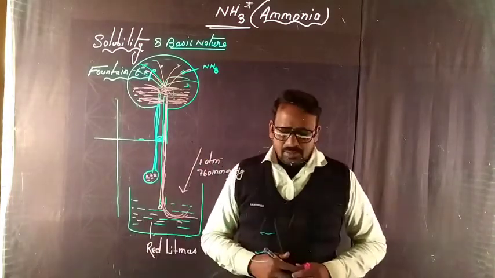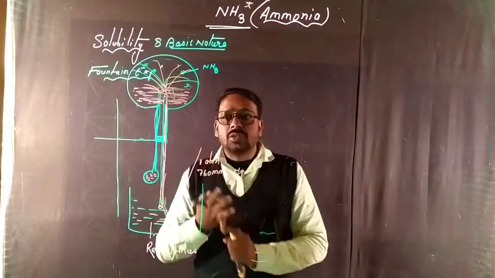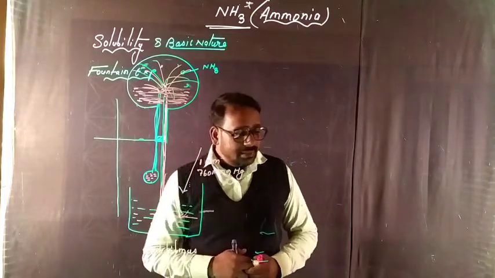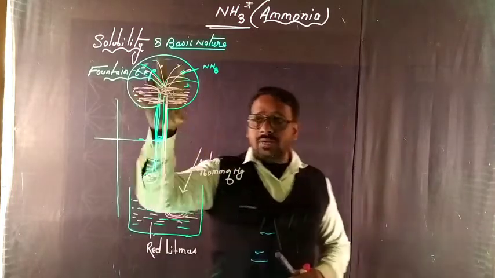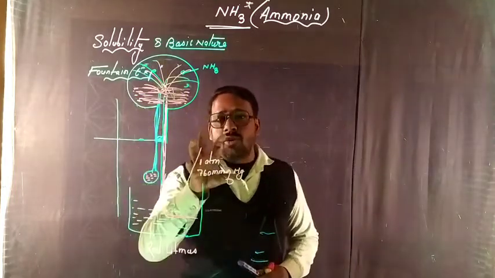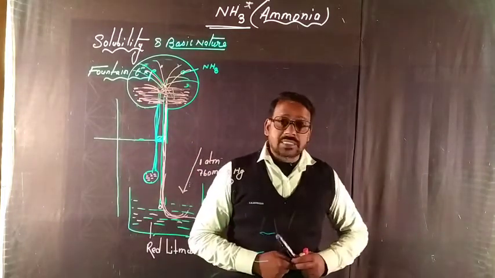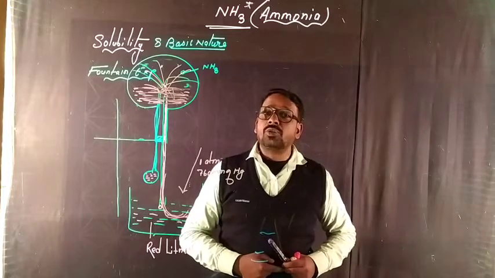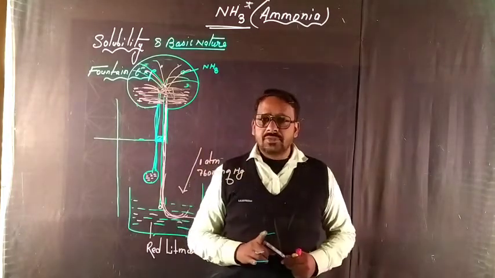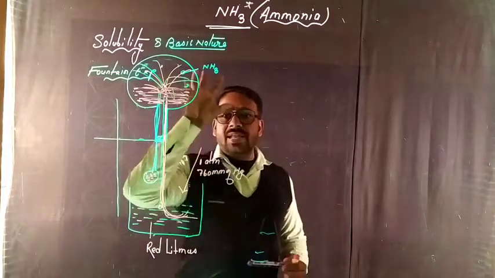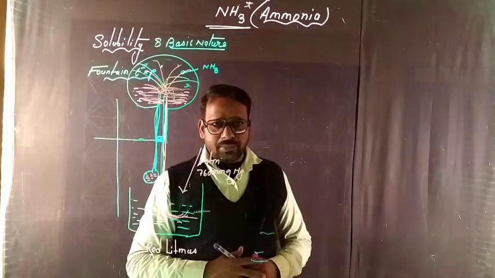And the second conclusion is that it is highly soluble in water and it is basic in nature. Now, you know that if you take one volume of water, then 700 volumes of ammonia gas can be dissolved. 1 to 700 means the solubility of NH3 is very high. So this is called the Fountain experiment.